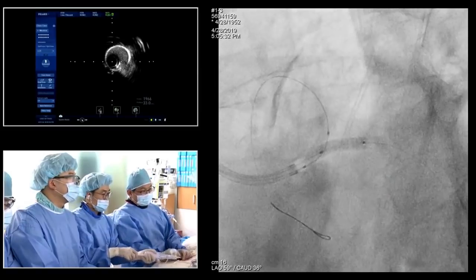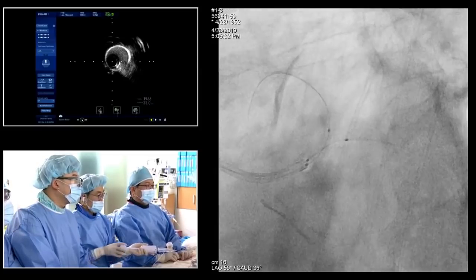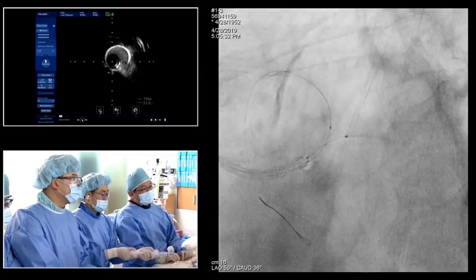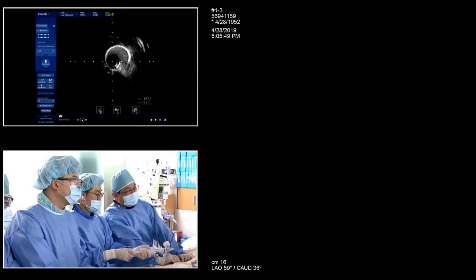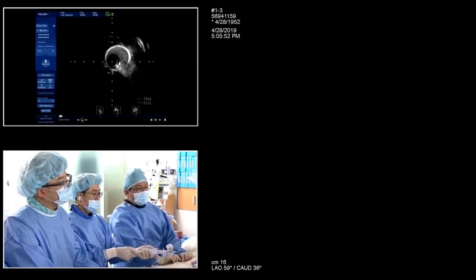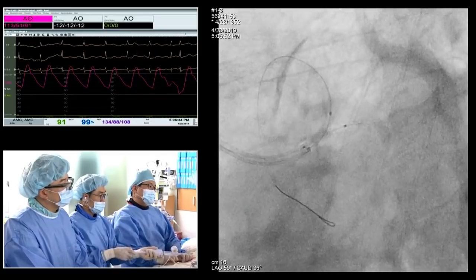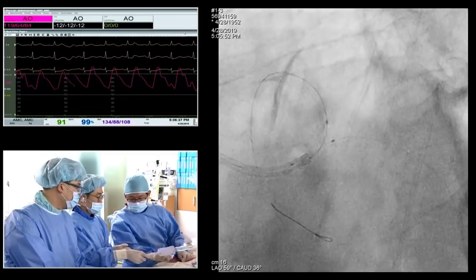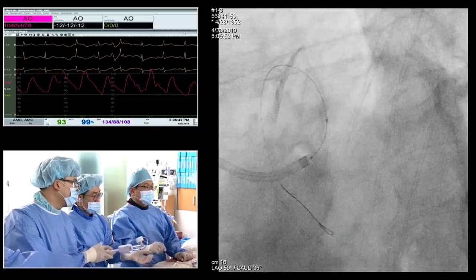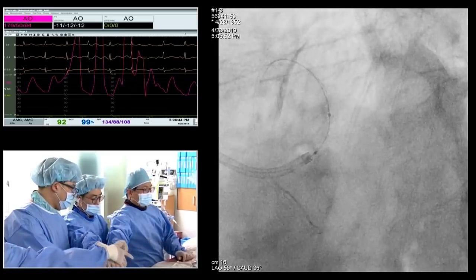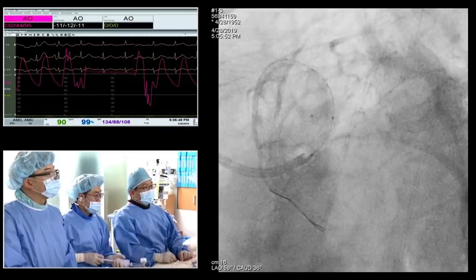Deflation. And one more high pressure. 14, 14, 16, 16. No indentation. Opening the circumflex also is a very important. Deflation. Okay, I'd like to remove the whole system. And test, please. This is the 4.0. Great.